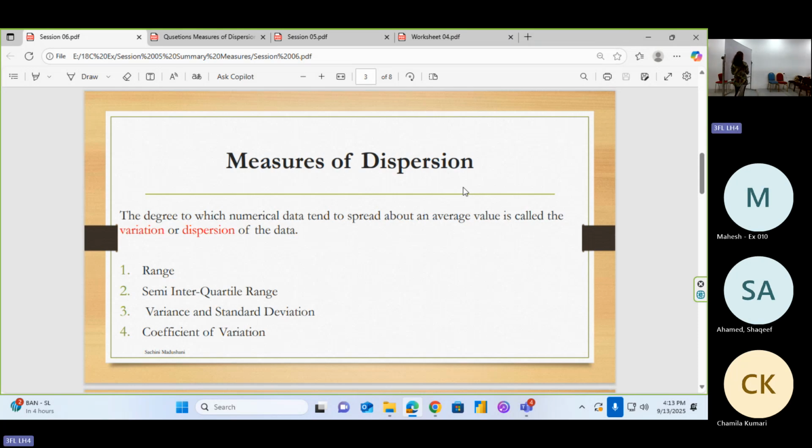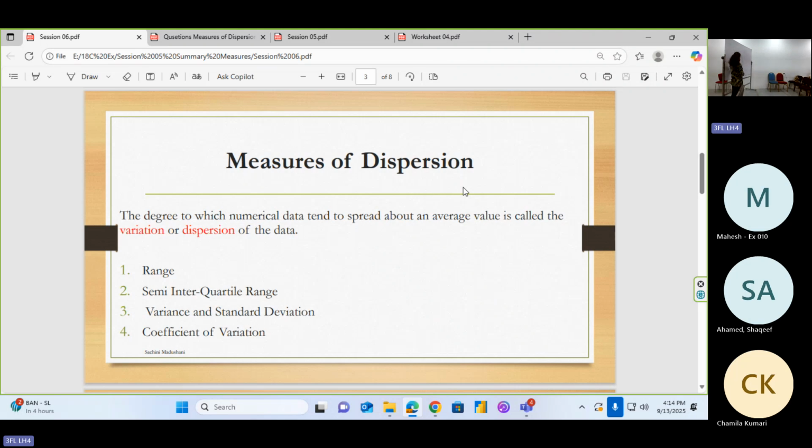How do we calculate the range? We calculate maximum value minus minimum value. Range is the simplest measurement, right? We only require two pieces of information. Observing the data set, we identify the highest value and the lowest value. Then we take the difference between these two values. Is it clear?